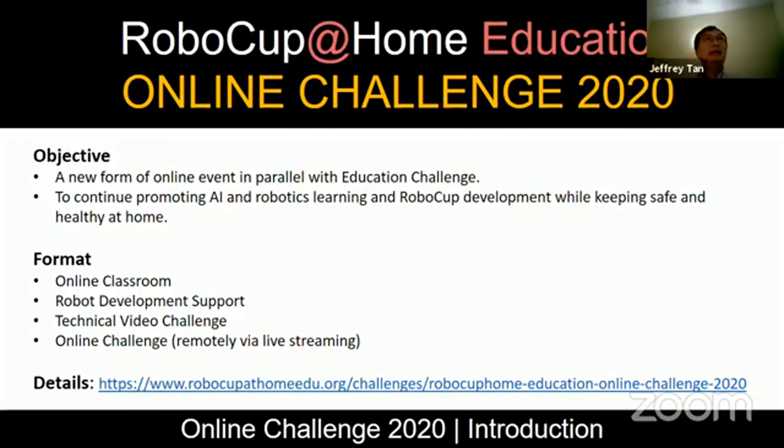They allow our teams to submit certain code for them to execute on their robots. Okay, so this is a new way of development that allows teams who don't have a robot, or cannot access a robot, to start development and see the result of their development on an actual robot. And with that, it also enabled teams without robots to join the technical video challenge.